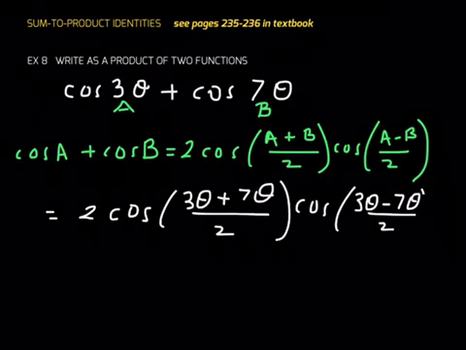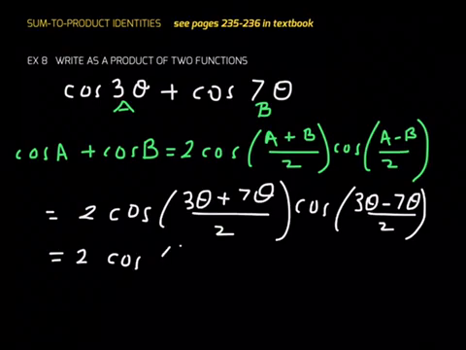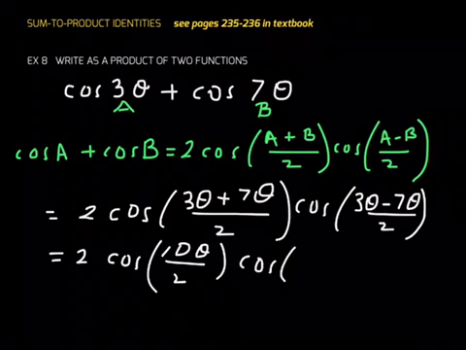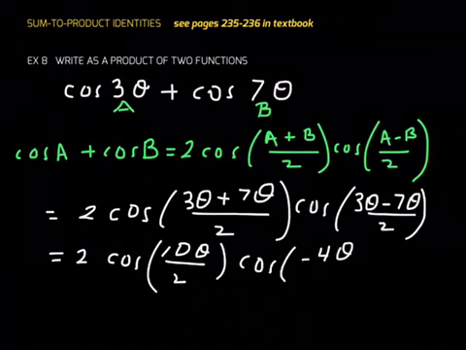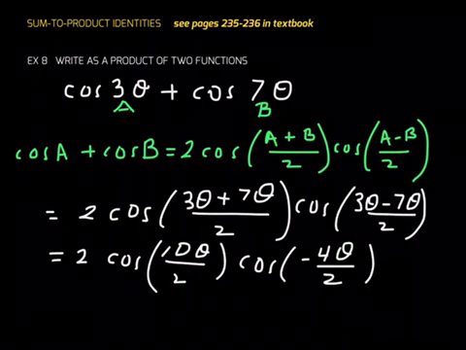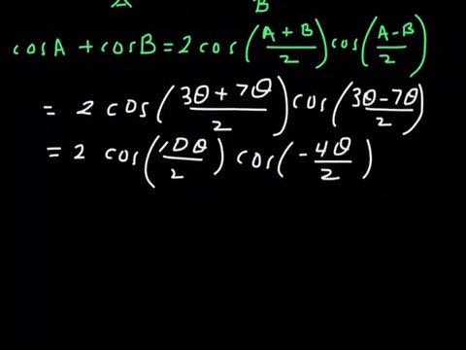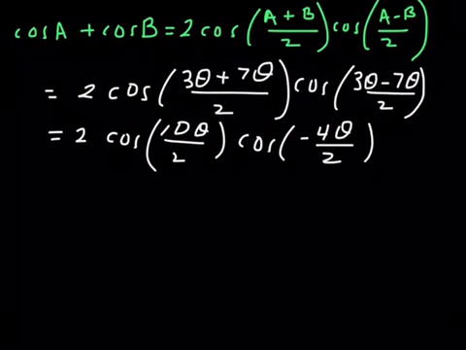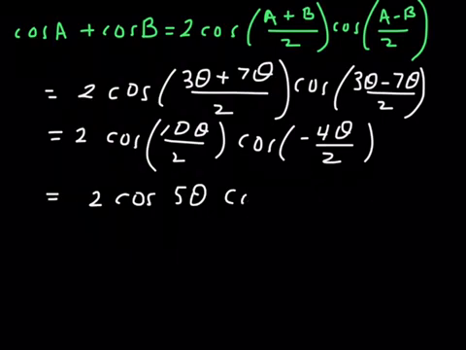Okay? So then this is equal to 2 times cosine of 3 theta plus 7 theta, which is 10 theta, over 2, times cosine of negative 4 theta over 2. All right, let's just simplify. So then this is 2 times cosine of 5 theta times cosine of negative 2 theta.